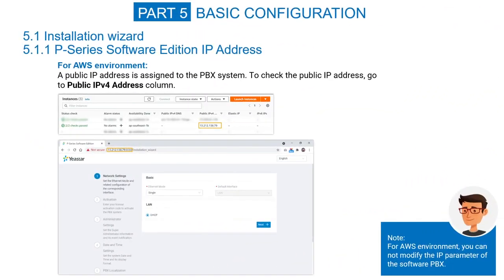Next step, you will be able to see your P-Series Software Edition. It will be posted in your instances list on AWS. You will even see the public IP address, and that public IP address will be the instance IP address. So you will use that IP address to access your P-Series Software Edition. Then you will see the installation wizard, which is going to be this.